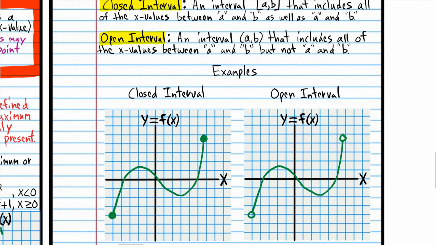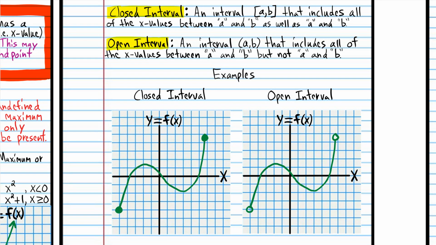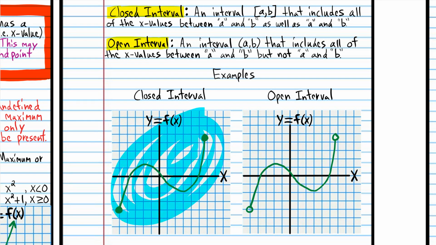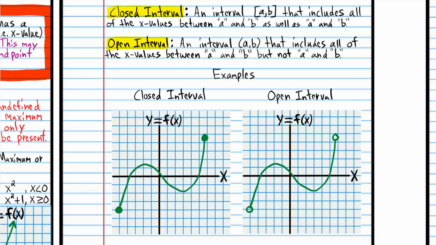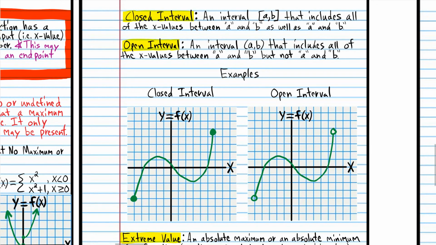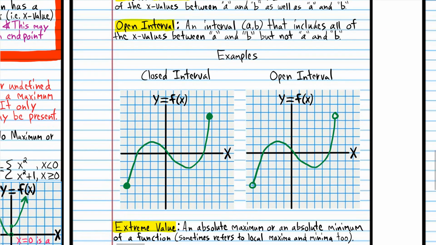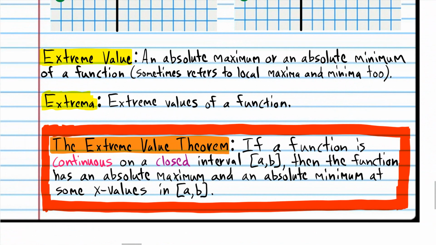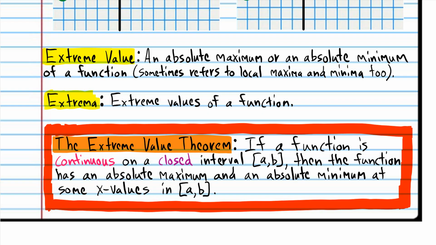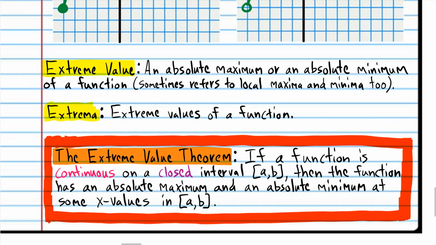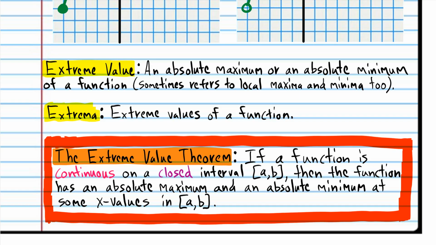So here's an example of a closed interval. Notice that we have those dots as endpoints, as opposed to here where we have an open interval and there's holes at the endpoint. So that's an open interval. I know you're probably thinking we're making things too complicated here, but this stuff is going to be important as we move along.